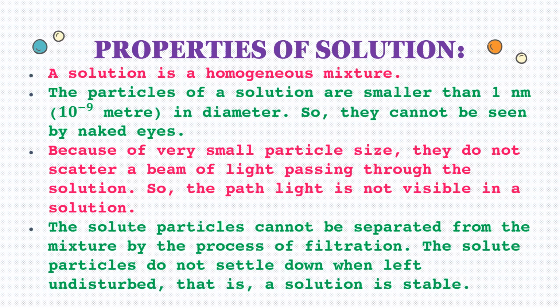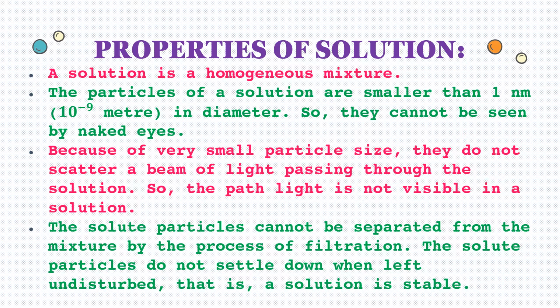Moving further towards the next property, that is, a solution doesn't scatter a beam of light passing through it. So the path of light is not visible in a solution. Why does this happen? This happens because of the very small particle size of a solution. Just now we have discussed that the particle size of a solution is smaller than 1 nanometer. So because of that, they do not scatter a beam of light passing through them. So this is the third one.